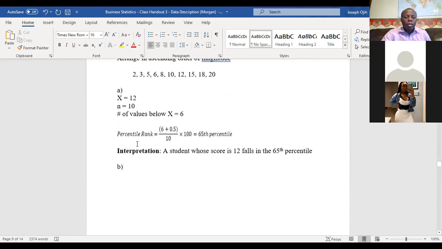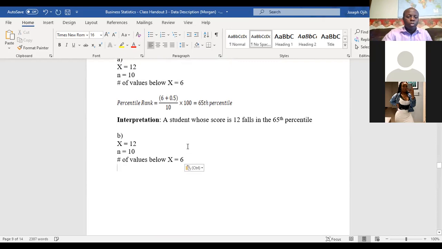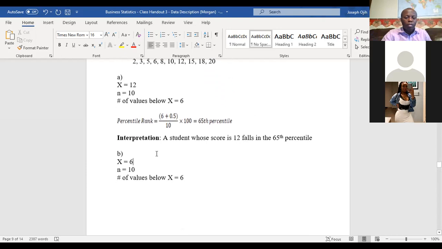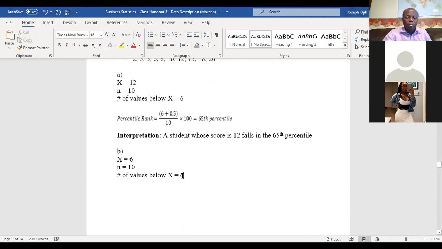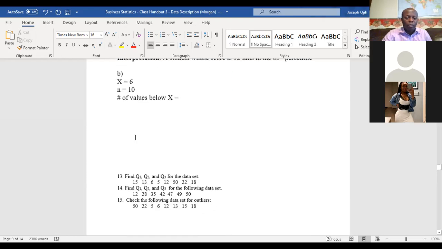Okay. Now following the same process, I'm gonna just copy this because it's the same process, but this time we're gonna change it to 6. So S is 6. How many numbers are below 6? It's the number of values below X. This is 6 right here. Only 3 numbers are below X. 1, 2, 3. So that's 3 numbers. So put 3 in here.